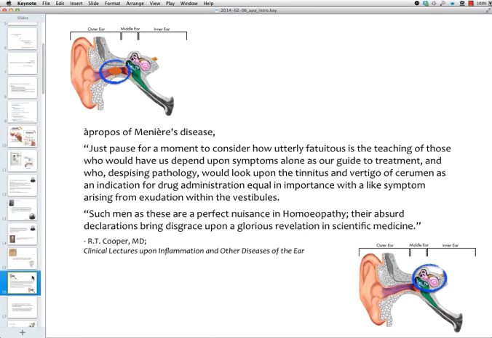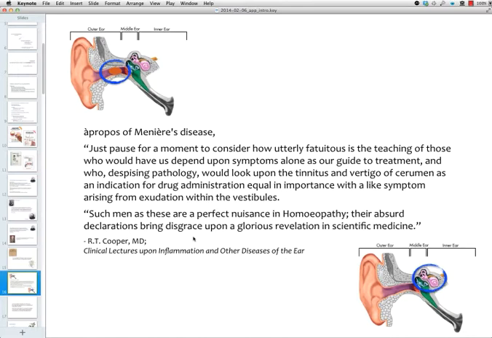He says, just pause for a moment to consider how utterly fortuitous is the teaching of those who would have us depend upon symptoms alone as our guide to treatment, and who, despising pathology, would look upon the tinnitus and vertigo of cerumen impaction in the ear canal as an indication for drug administration equal in importance with a similar symptom arising from exudation within the vestibules of the inner ear. Okay. Two very different pathologies, resulting in very similar or perhaps even indistinguishable external symptoms.